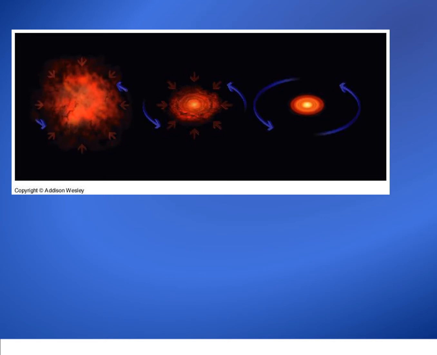So here you can see how this nebula started collapsing. It could have been a supernova shock wave that came through. It starts to collapse and rotate. As it rotates, it actually condenses and gets smaller. And then, as you can see, it continues to rotate and gives us the solar system.